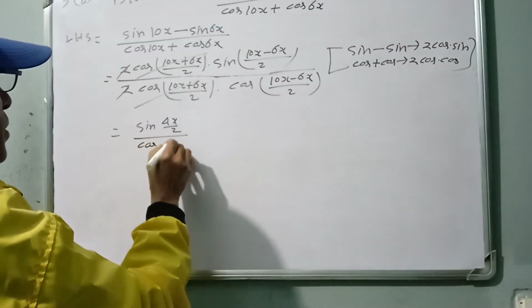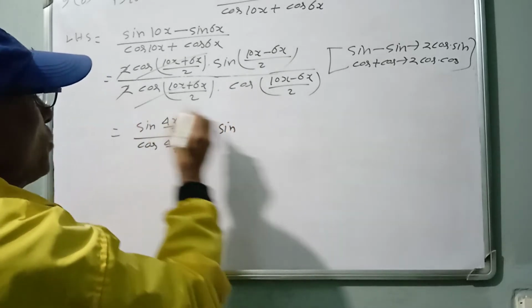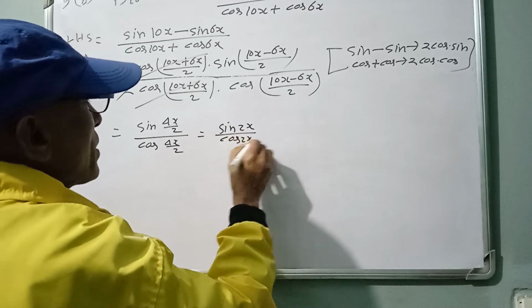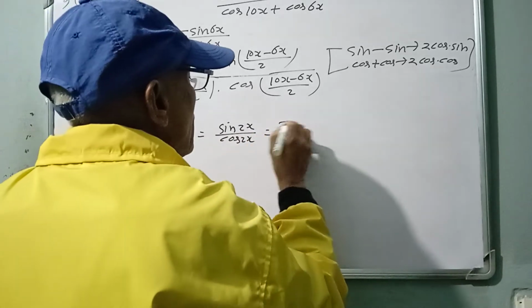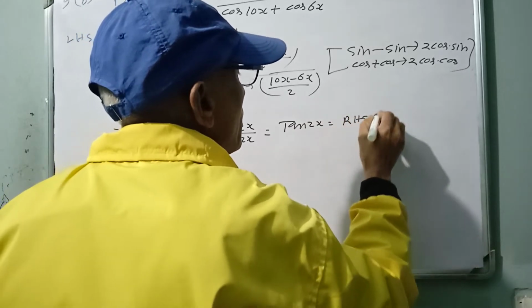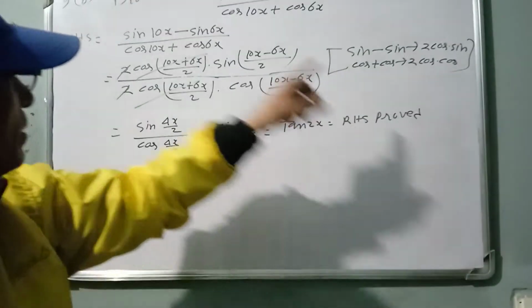Cos 4x by 2. Sin 2 to the 4, twice x by cos twice x. Sin by cos is tan twice x. Right side proved. It is not necessary to write down the question again.